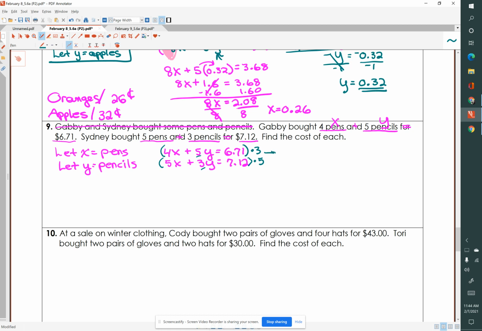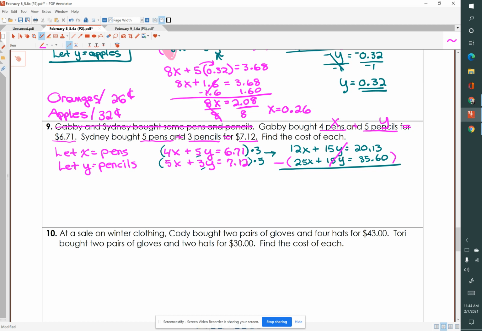So when I do that, 3 times 4 is 12x, plus 5 times 3, 15y, equals 6.71 times 3 is $20.13. And we'll multiply the second equation by 5. 5 times 5 is 25x plus 15y equals 7.12 times 5 is $35.60. Now I can just subtract the second equation from the first, which eliminates my y's.